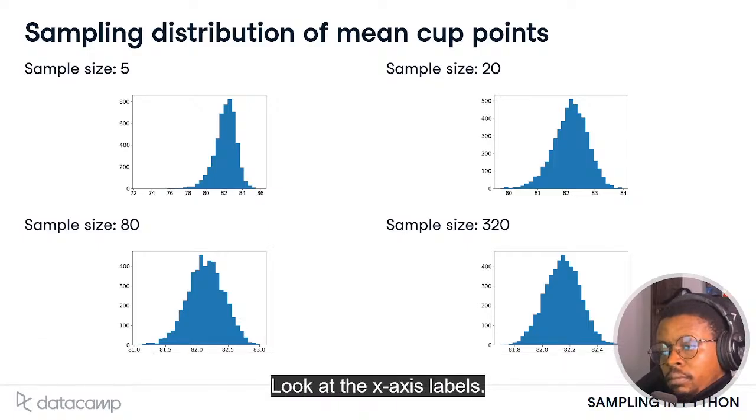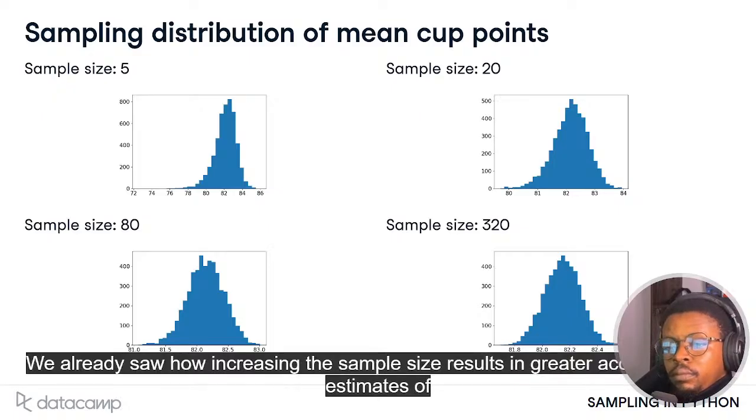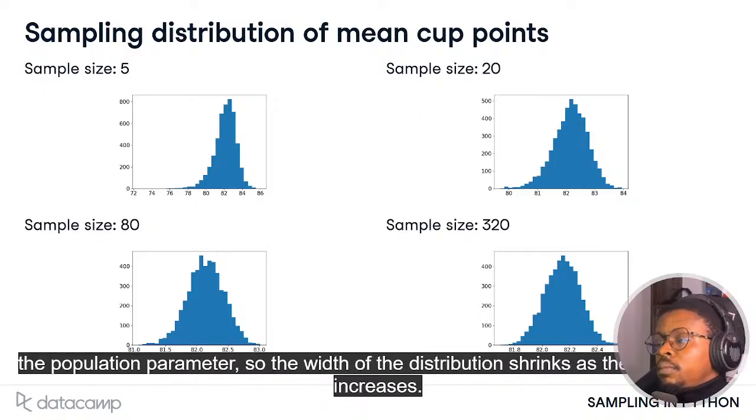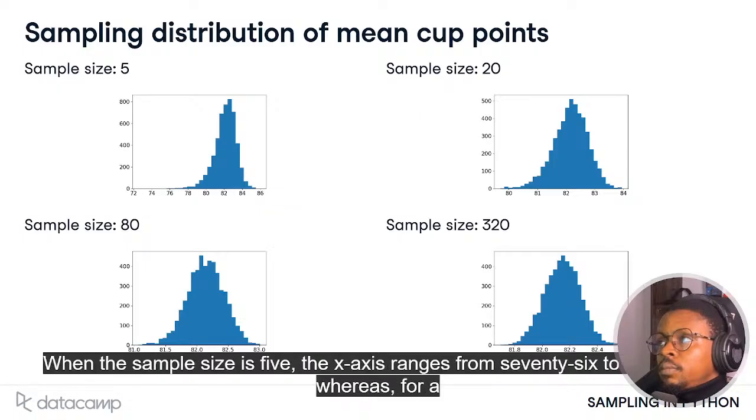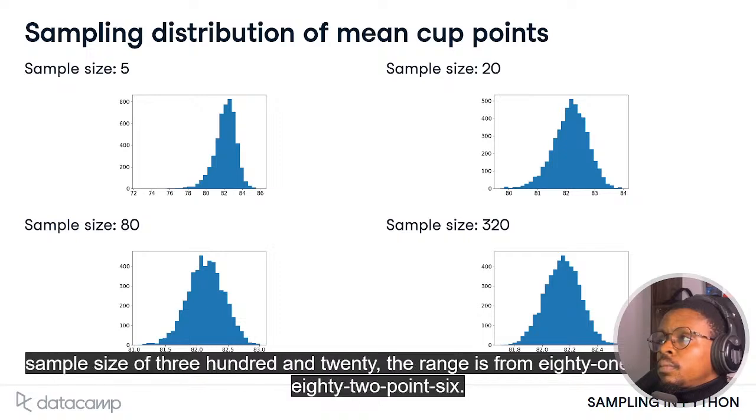Look at the x-axis labels. We already saw how increasing the sample size results in greater accuracy in our estimates of the population parameter, so the width of the distribution shrinks as the sample size increases. When the sample size is 5, the x-axis ranges from 76 to 86, whereas for a sample size of 320, the range is from 81.6 to 82.6.